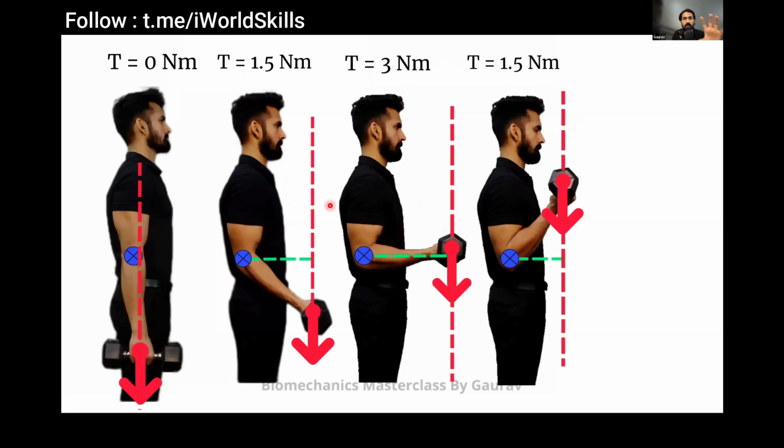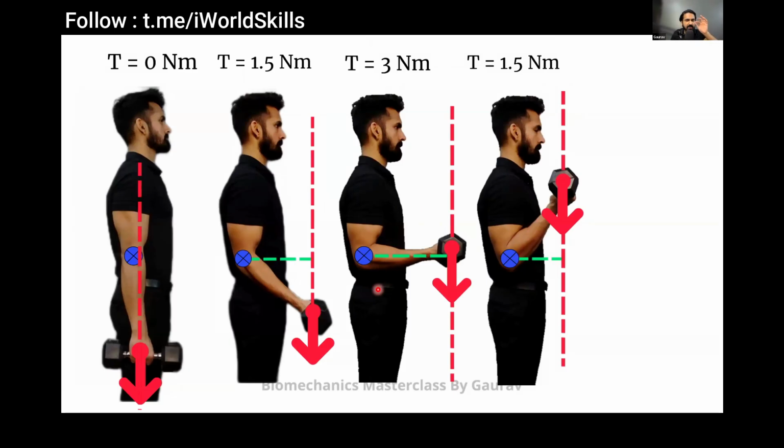So this is what is happening throughout the range of motion. Look at this slide very carefully. 0 resistance in the starting position. 1.5 Newton meter of resistance at 45 degrees. 3 Newton meter of resistance at 90 degrees and 1.5 Newton meter of resistance at 135 degrees. So resistance provided by the same dumbbell is never constant.